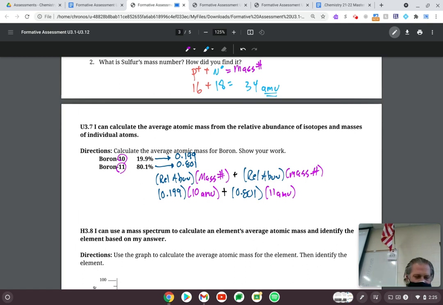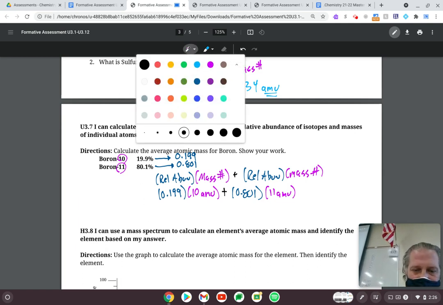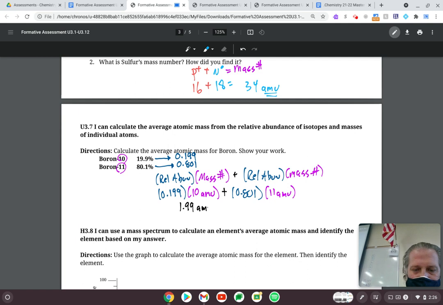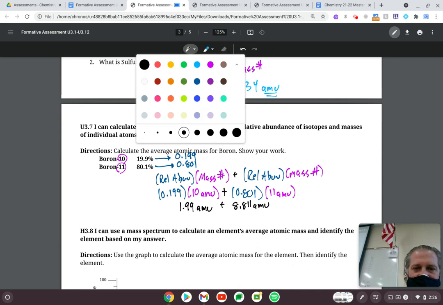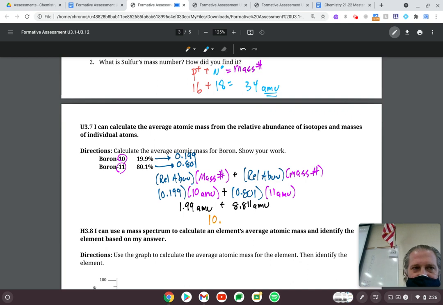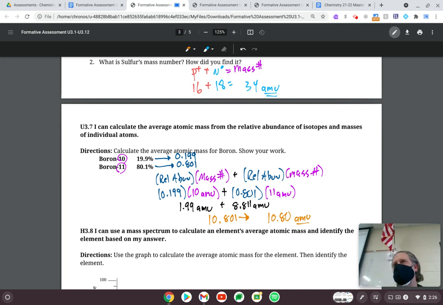So 0.199 times 10 is 1.99. And 0.801 times 11 is 8.811. And when I add all of that together, I get a value of like 10.801. We said you should go to 2 decimal places, so it's going to become 10.80 AMU. Please put AMU there so I don't have to take points away from you. I don't enjoy doing that.